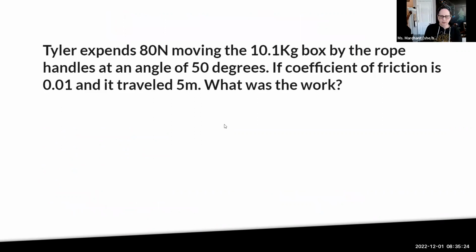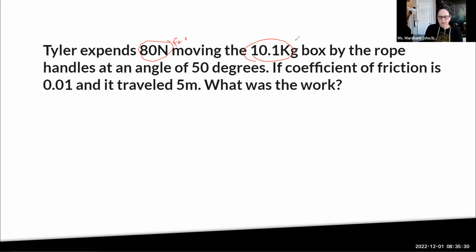Tyler expends 80 newtons, so that is our force applied. Moving the 10.1 kilogram box, that's our mass. 50 degrees, that's our theta. Coefficient of friction, that's our mu. Traveled 5 meters, that's our distance. Notice we're going to be concerned with the x direction here. So this is the work in the x direction. So it's going to be the sum of the forces in the x times the distance.